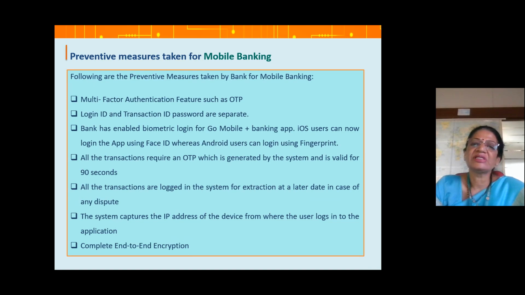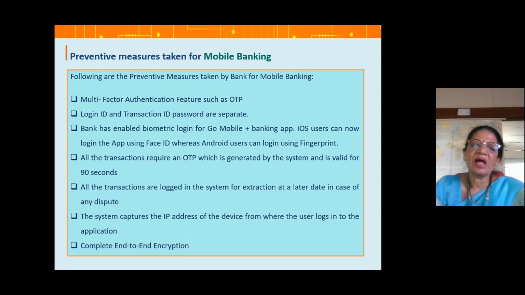multi-factor authentication features such as OTP. Login and transaction passwords are separate. The bank has enabled biometric login for the Go Mobile Plus banking app. iOS users can now log in to the app using Face ID, whereas Android users can log in using fingerprint. All the transactions require an OTP, which is generated by the system and is valid for 90 seconds.